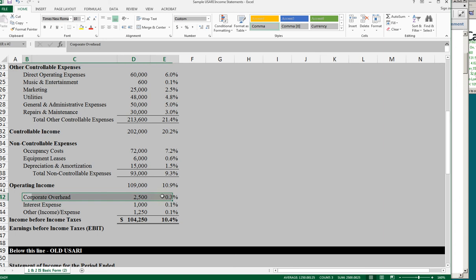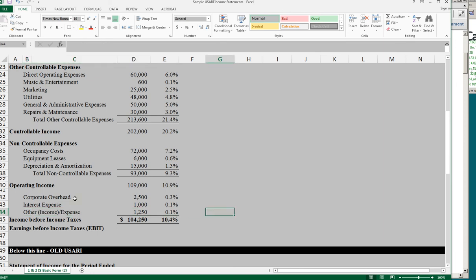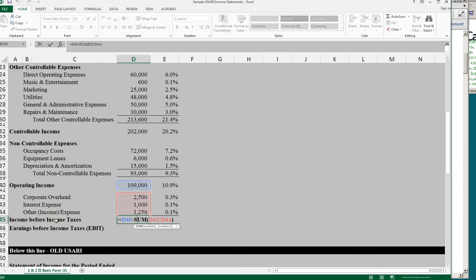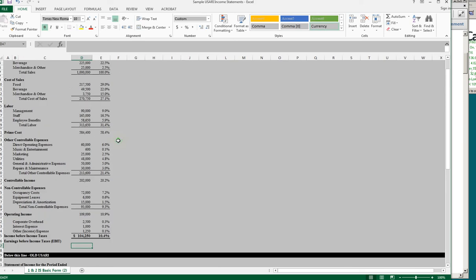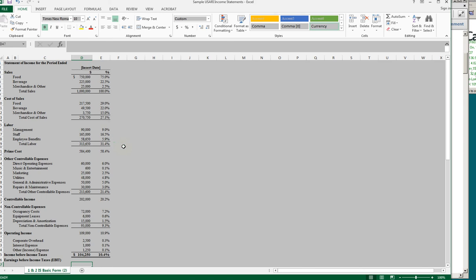That's corporate overhead. Interest expense, if your company has debts and has to pay interest on the money that you borrow, that's here also, and any other random income or expense that's not a part of regular operations, right? And then your income before income taxes is just your operating income minus all of these other non-regular operating expenses, okay? And that's how you would read the Uniform System of Accounts for the Restaurant Industry, the 8th edition.